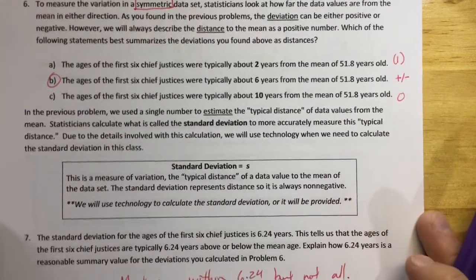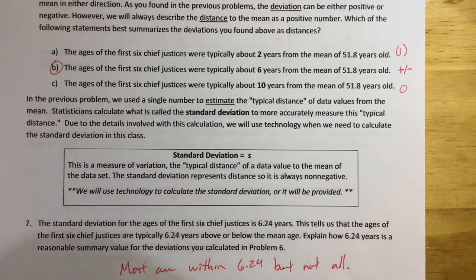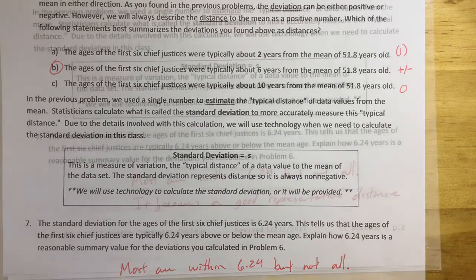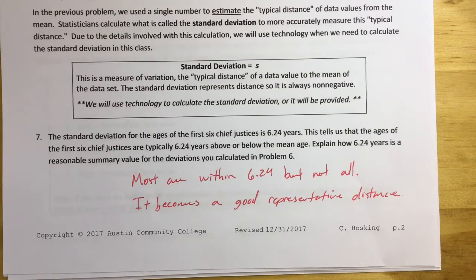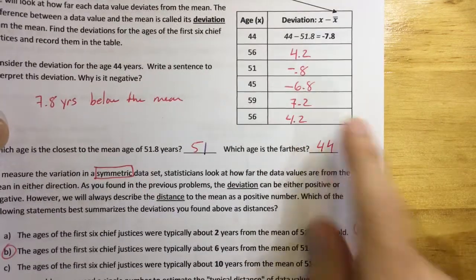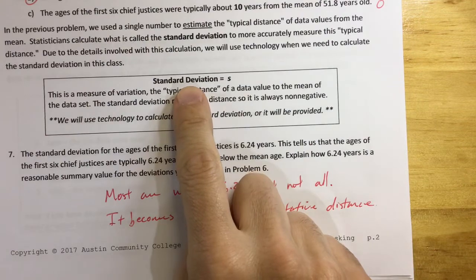So it's a better estimate because it's somewhere in the middle of what's the closest and what's the furthest away from it. So there actually is a single number that we can get from all the deviations that would be in the table that is our best representative of the data, and that is called the standard deviation.